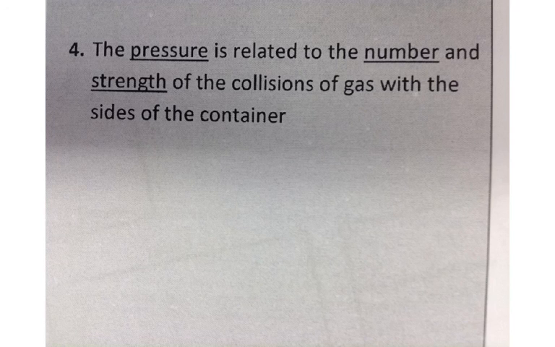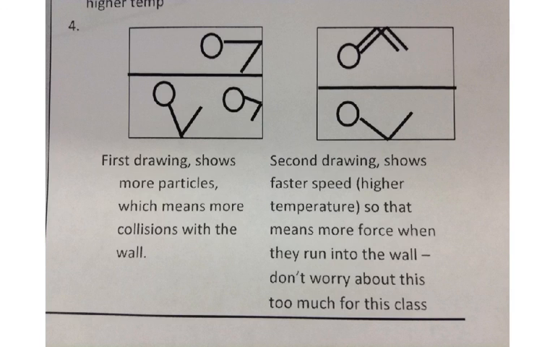And then the last one is that pressure is related to the number and the strength of the collisions with the sides of the container. Number is based off of how many particles you have, and strength is basically how fast they are going. So in this one, what I'm showing is one situation, and I now added more particles, so therefore it has more pressure events. And the second one, the top one, will have more pressure because it is going faster than the bottom one.